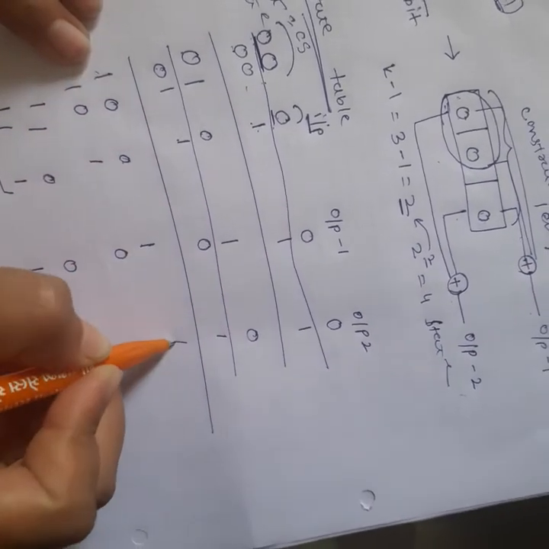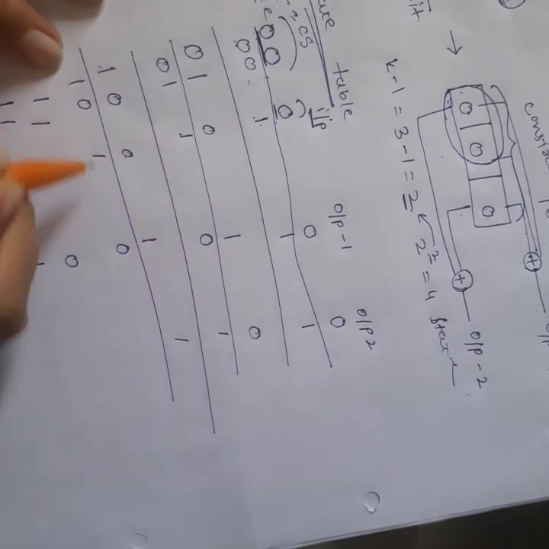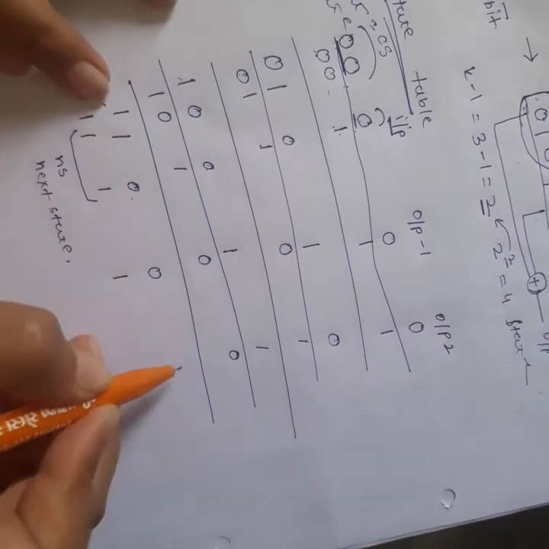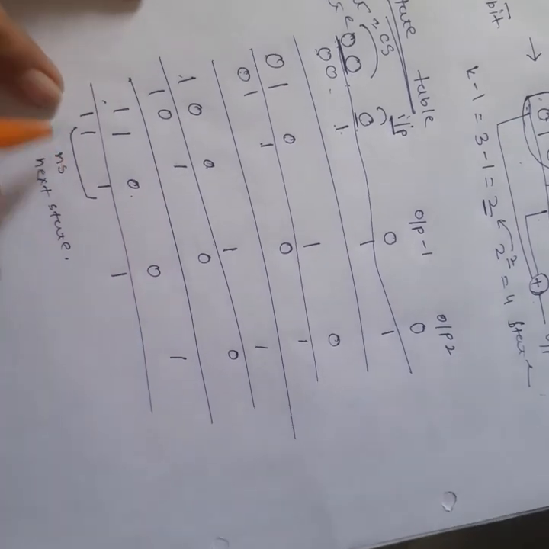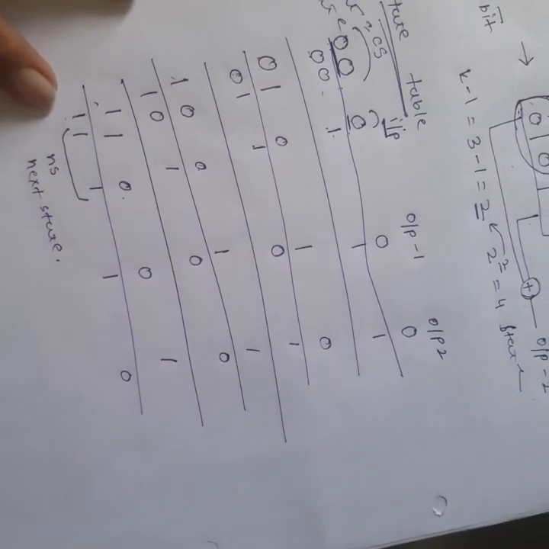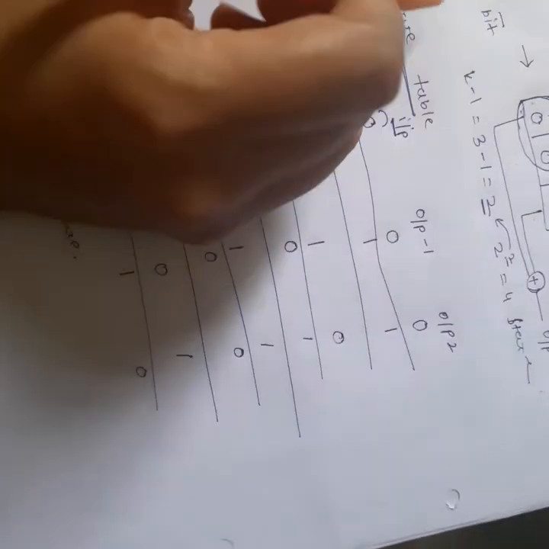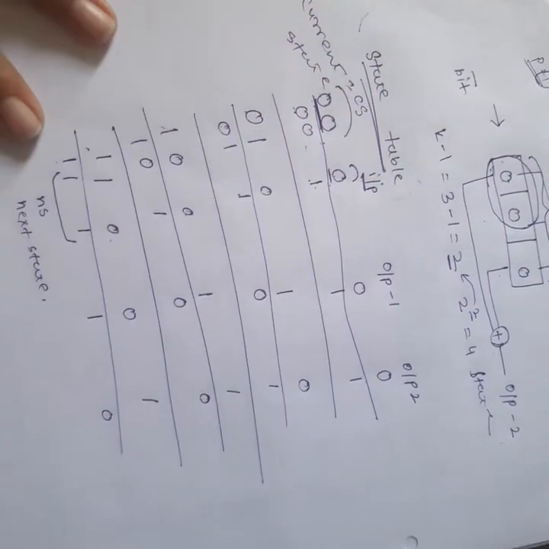1 and 0, output would be 1. 1 and 1, output would be 0. 1 and 0, output would be 1. 1 and 1, output would be 0, right? Okay, so after the state table is over, we have first of all created the state table.